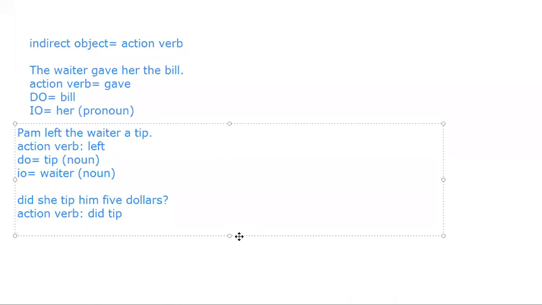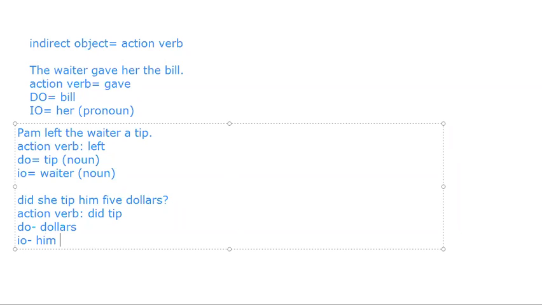Did she tip him $5? Did tip. What did she tip? $5. Good. So she tipped the $5. So the DO here is the dollars. And for who did she tip the $5? For him. Good. So my IO is him. Good job. And this is how you find your indirect object and your direct object.